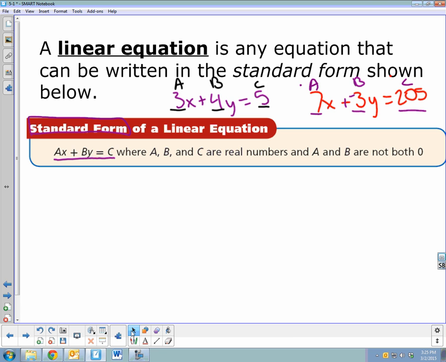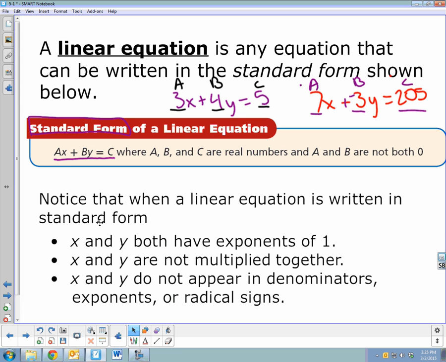Now a couple things to notice. I'm going to have you write this down. A couple things to notice when you're looking at these linear equations. There are other types, but we're really concentrating on these linear ones. When you have a linear equation, x and y both have an exponent of 1. So there's no x squareds. There's no y to the third power. So x and y both have an exponent of 1, which means we don't normally write the exponent. There's no other exponents. So if you see extra exponents, not linear.